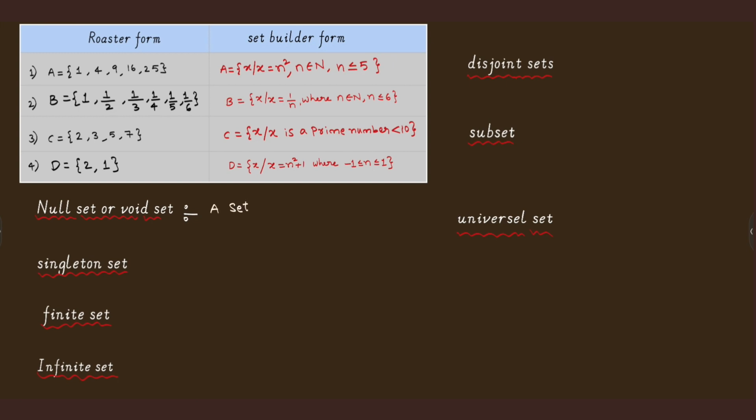A set which does not contain any element in it is called a null set. Okay, we denote it by phi.